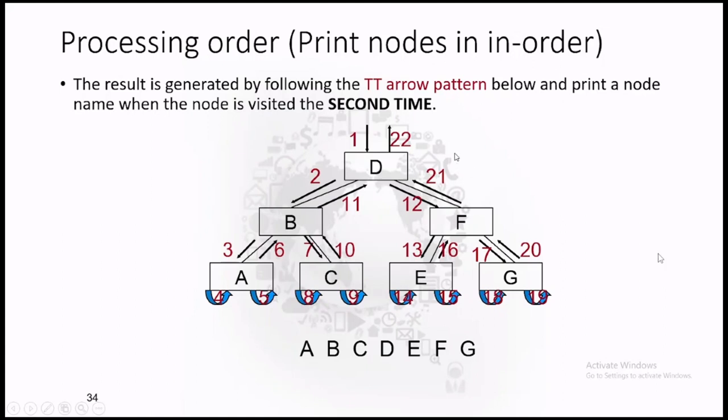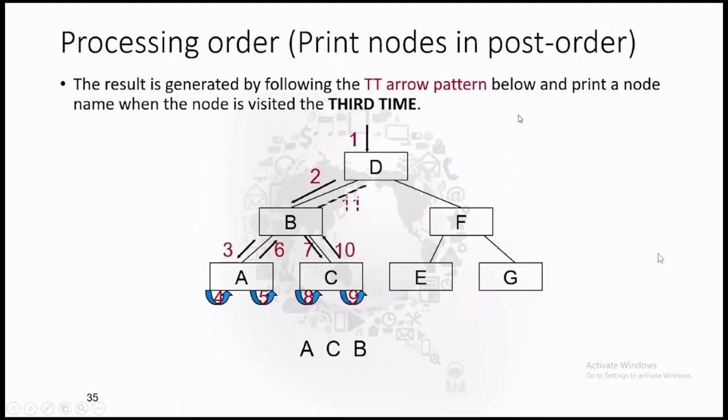So you can see that the order of the nodes in pre-order and in-order is different, because it depends on the nodes visited. Is it the first time, second time? And if we go to the post-order, it would be the third time. So we'll see whether the order to print out for the post-order is the same. You can see that it's not the same.